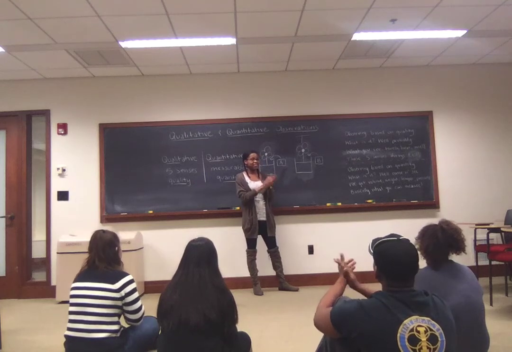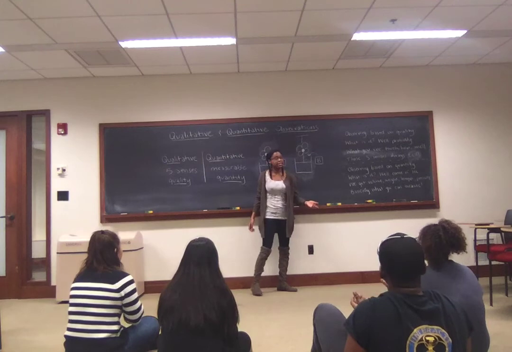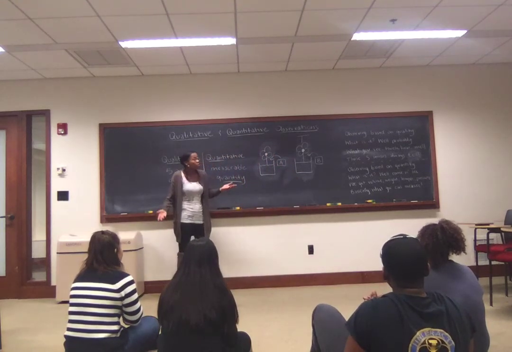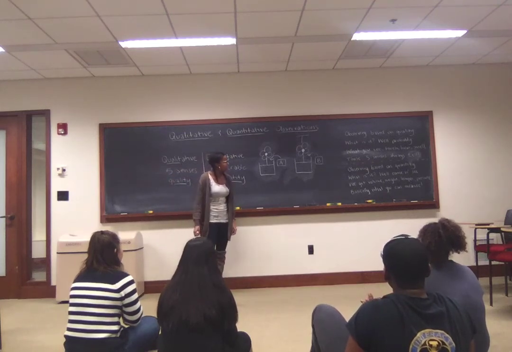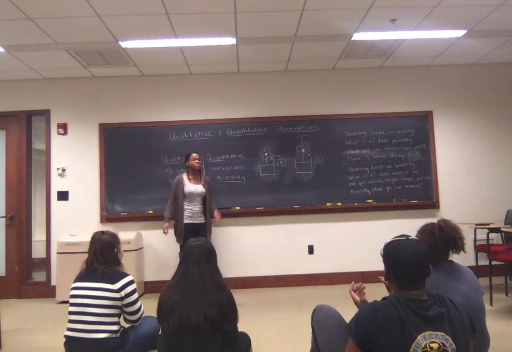Perfect. Okay. Observing based on quality. What is it? Well, probably what you see, touch, hear, smell. Those 5 senses always tell. Observing based on quantity. What is it? Well, come and see. We got volume, weight, temperature, pressure, basically what you can measure.